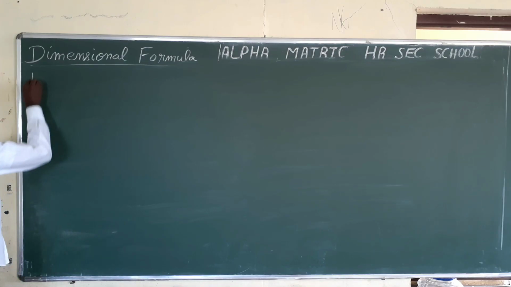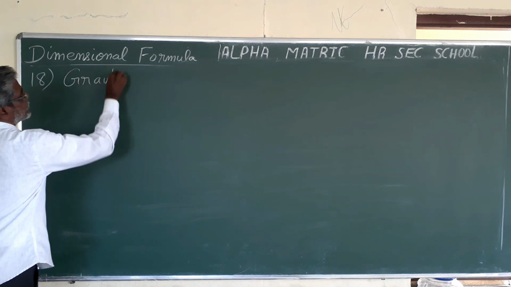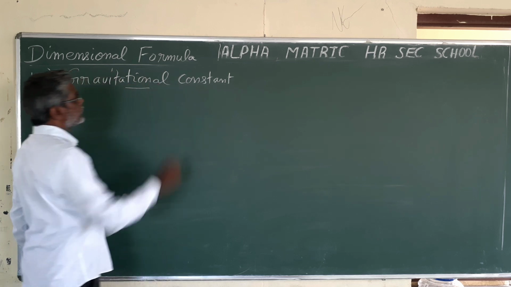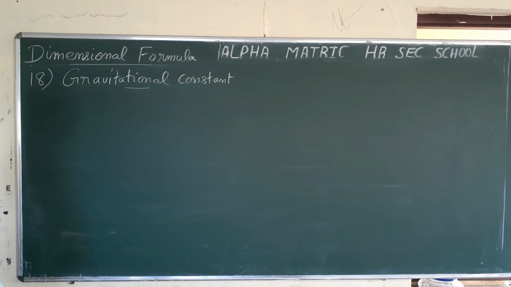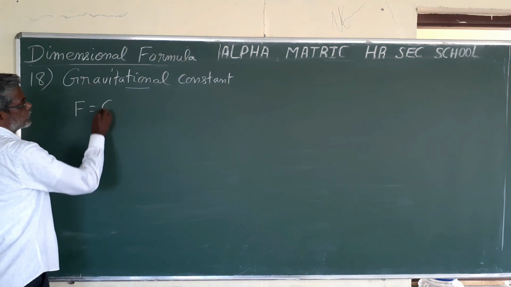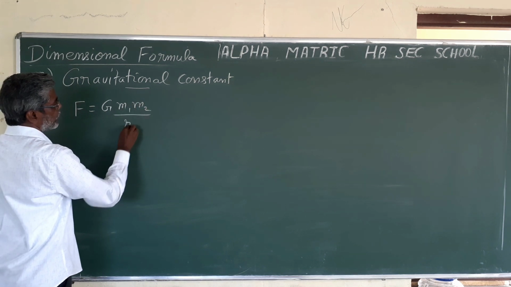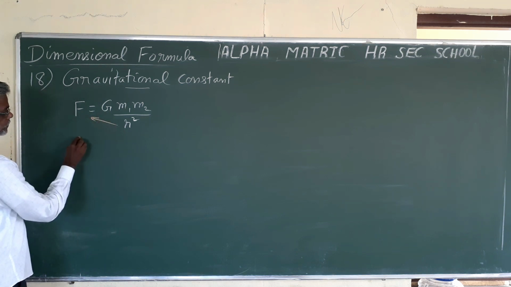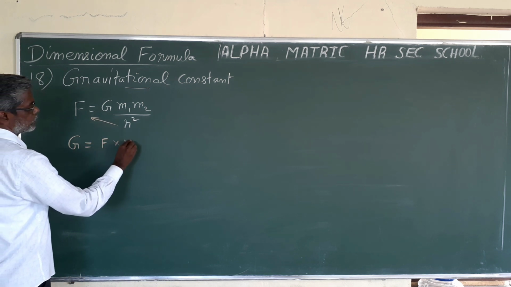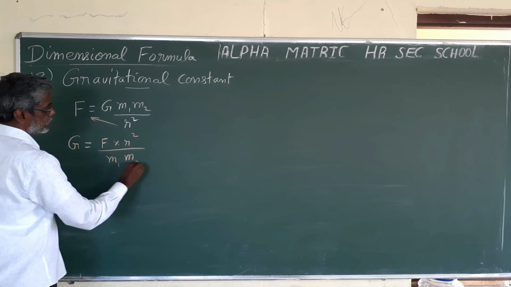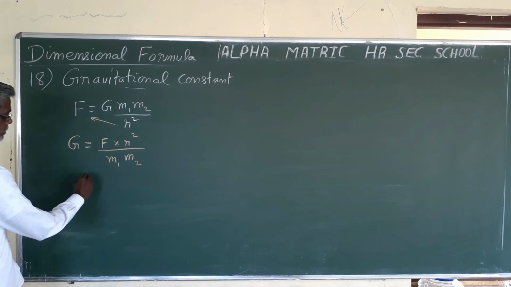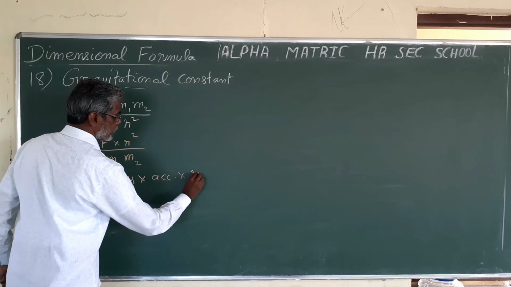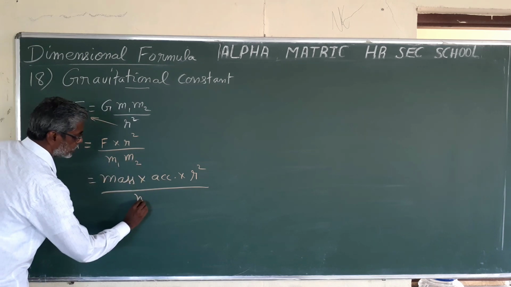Okay. Next we go for the gravitational constant. What is the dimensional formula for the gravitational constant? The formula is F equals G M1 M2 by R square. Now G is called the gravitational constant. Cross multiplying, G is equal to F into R square by M1 M2. F is nothing but force. What is the formula for force? Mass into acceleration. R is the radius, so R square, and these are masses, M1 M2.